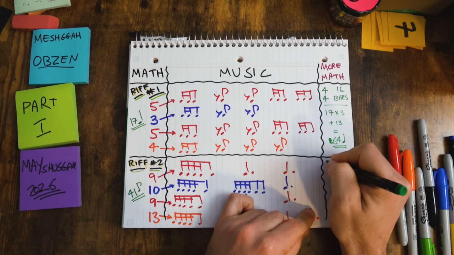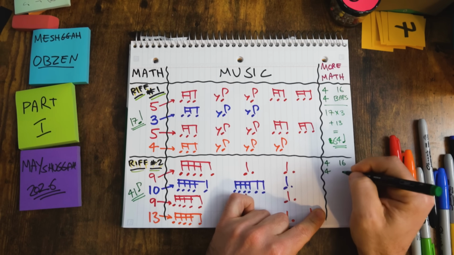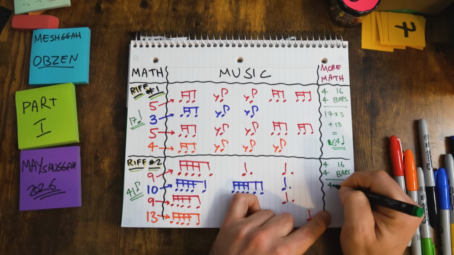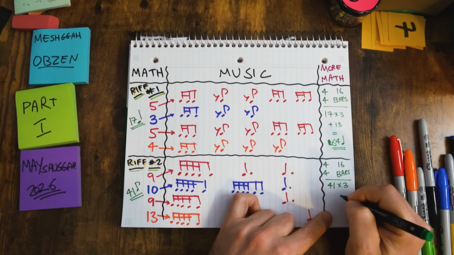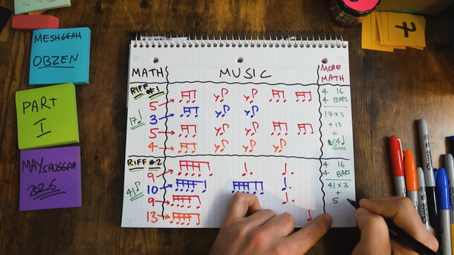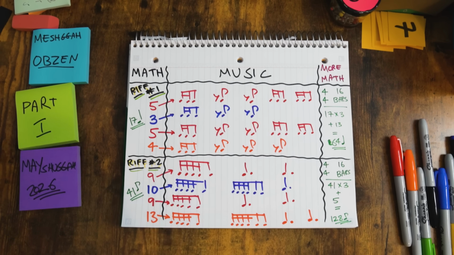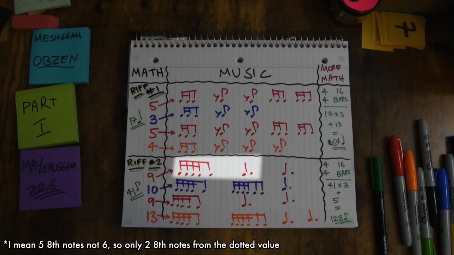Anyway, this section is also 16 bars long in 4/4, so we have a total of 128 eighth notes, which means we can take this 41 beat phrase, repeat it 3 times fully, and then just have to add 5 more beats, so this portion of the cycle.